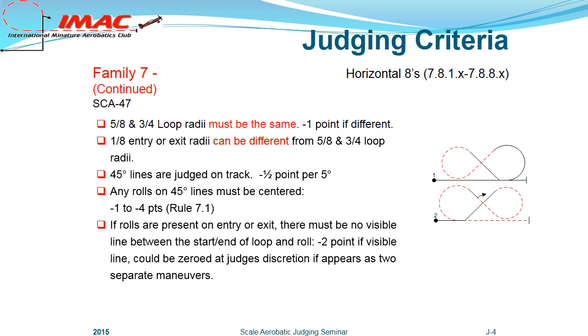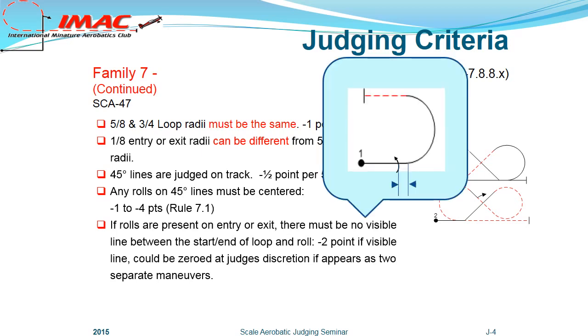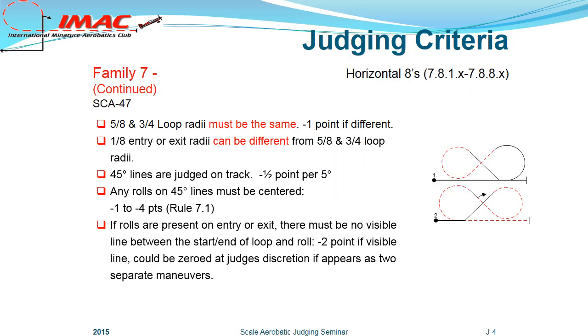In addition, rolling elements may be placed on the entry line or exit line. If present, there must be no line drawn between the roll and looping elements of the figure. If the judges observe a line drawn, there is a deduction of at least 2 points. A 0 could be scored at the judge's discretion.